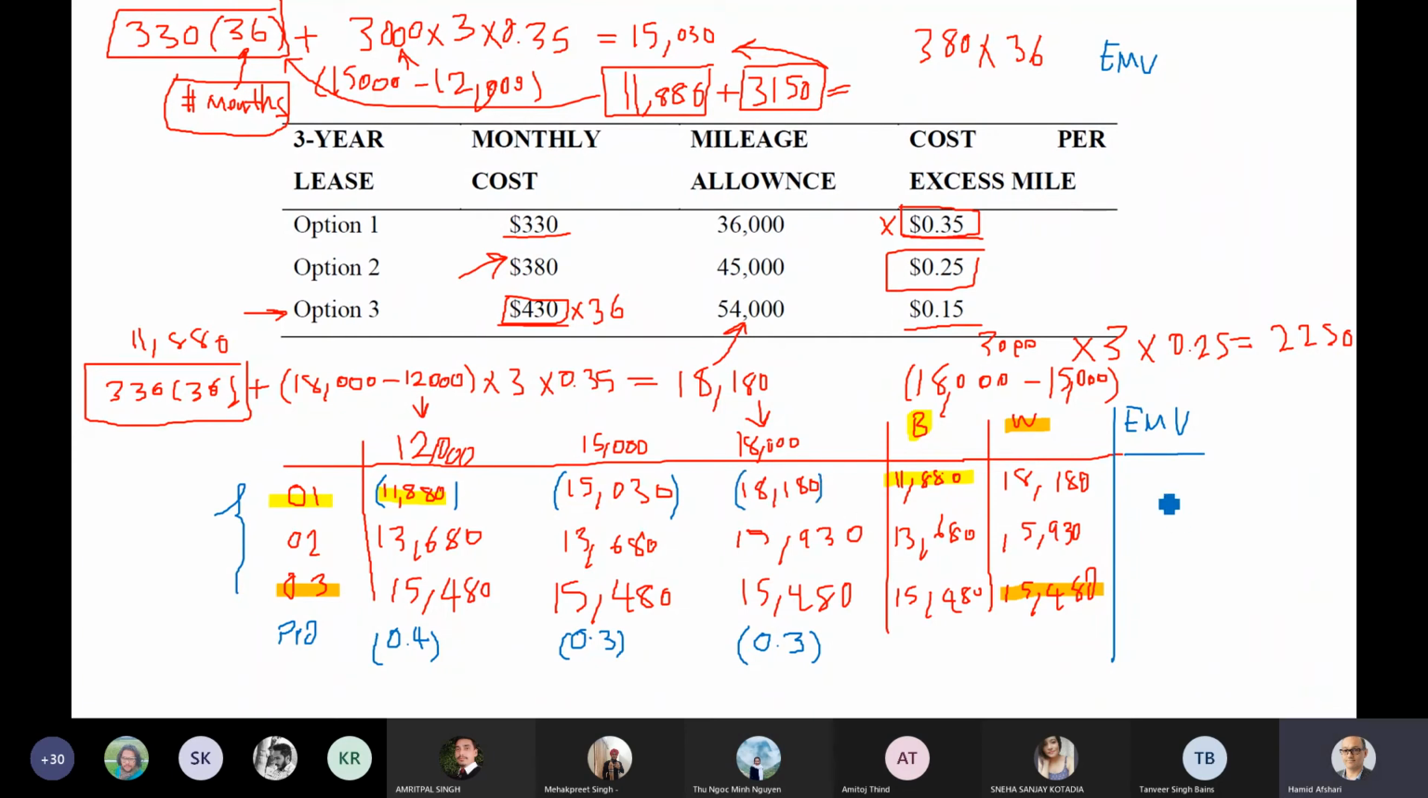And I appreciate it if a second person goes with the second leasing option and another person goes with the third one, just to save time. 14,750. Okay, just a moment.